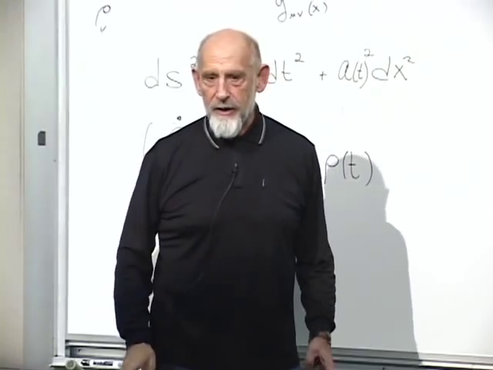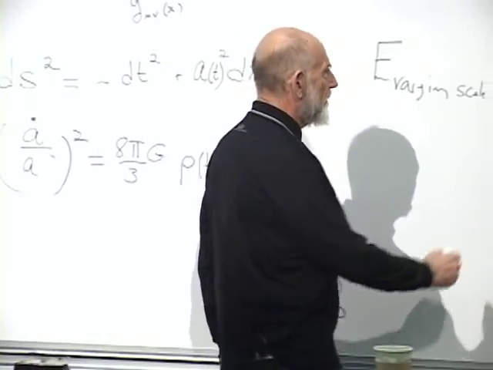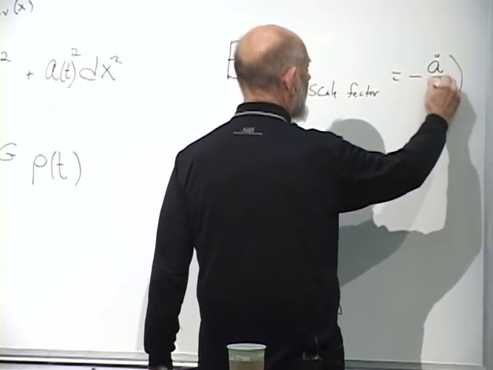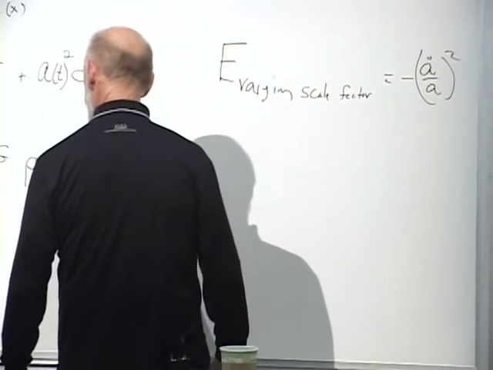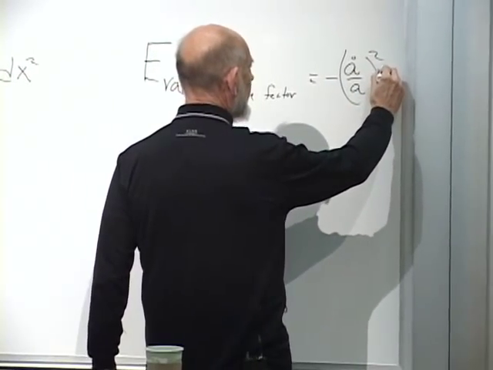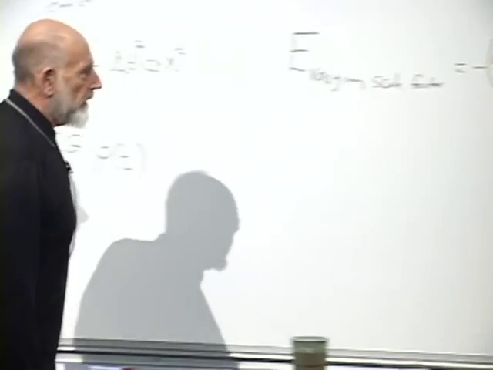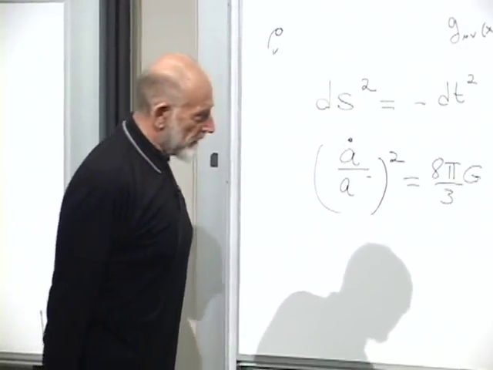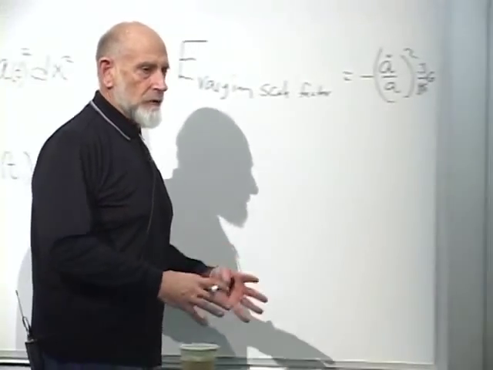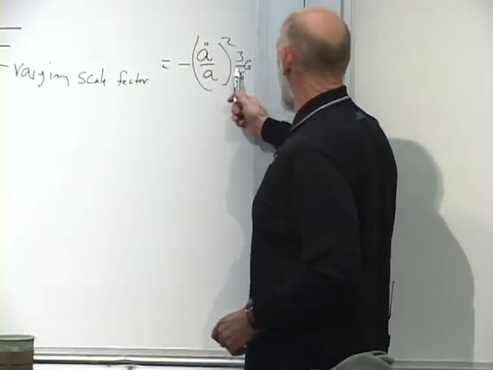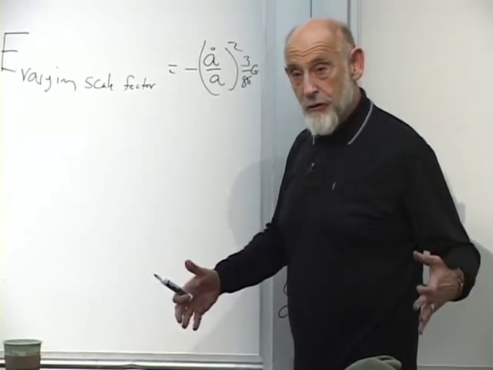One odd thing about it is that it's negative in general relativity. Minus a dot over a squared, that's probably a factor of 3 over 8 pi G, I think. It's not the number that's important. It's important that in the mathematical structure of general relativity, gravity has energy, and some piece of the gravitational energy is negative, and it corresponds to a negative kind of kinetic energy of the gravitational field.